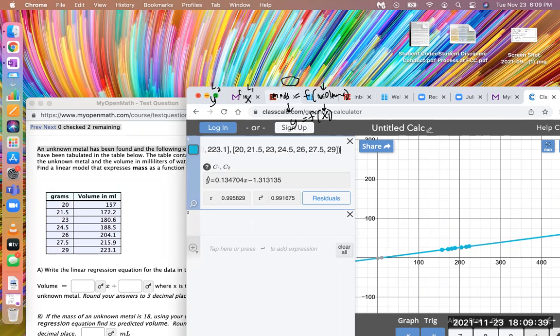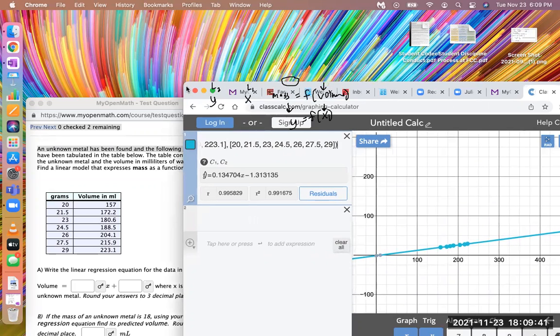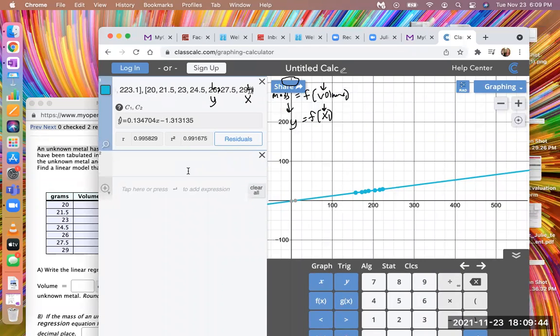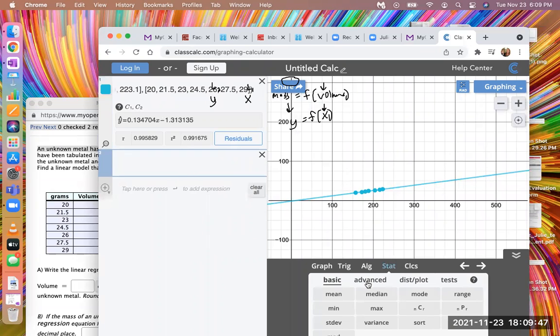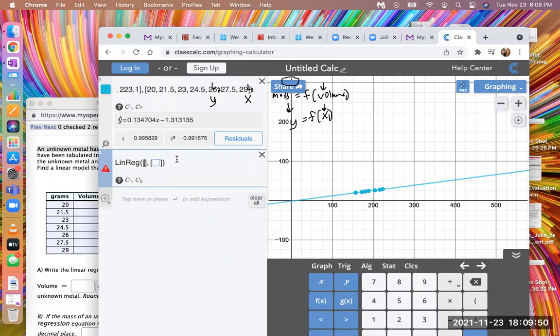I think they want us to do it the other way. Even though they told us to do it this way, I think they really want us to do it the other way. So stats, advanced, linear regression. And so I'll put input, this time I'm going to do the grams in my first column: 21.5, 23, 24.5, 26, 27.5, 29. Okay, now let's do the second group of numbers.